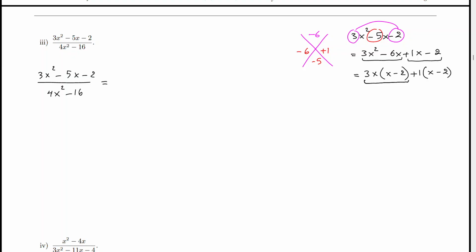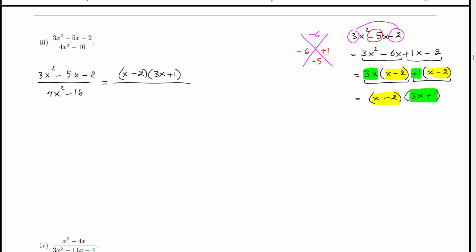Now, we have 3x multiplied with x minus 2, and we have 1 multiplied with x minus 2. So that means we can write x minus 2 in front because it's repeating, and put the 3x plus 1 next to it. So the x minus 2 is repeating. We write it first. And whatever else is left over, the 3x, the 1, we put them inside their own parentheses. So my numerator is now completely factored. I'm just going back to the main problem and writing down the answer for the factored version of the numerator.